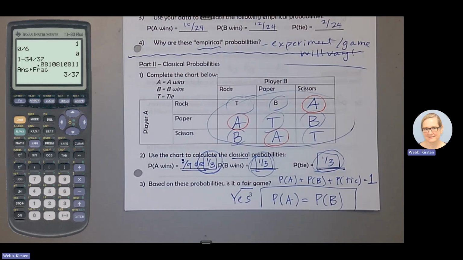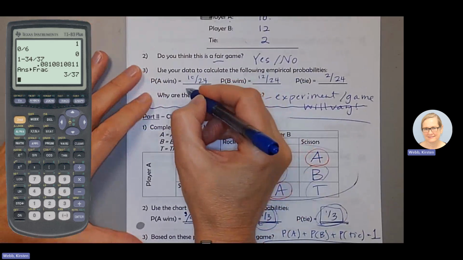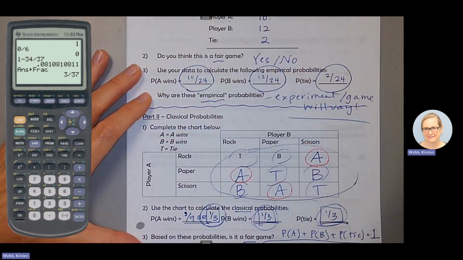I hear a lot of pages flipping, but there is one last detail I want to add there. Any last things anybody would like to add to it or ask about it first? So are you surprised that we didn't all get 1/3, 1/3, 1/3 when we played the game?